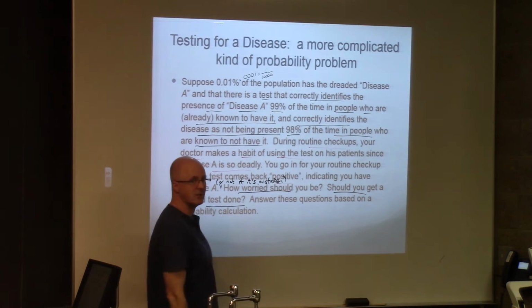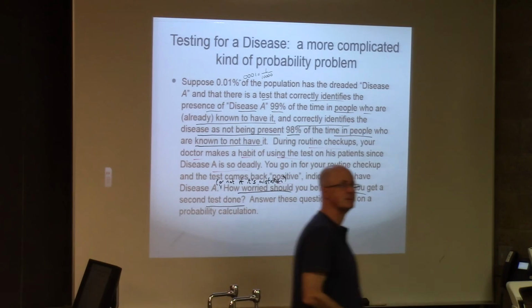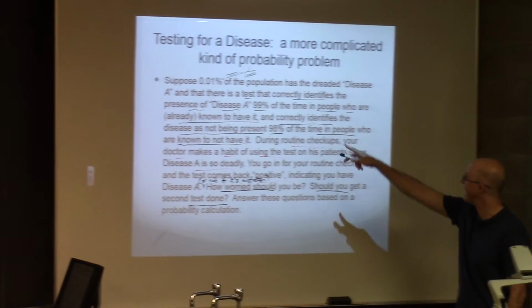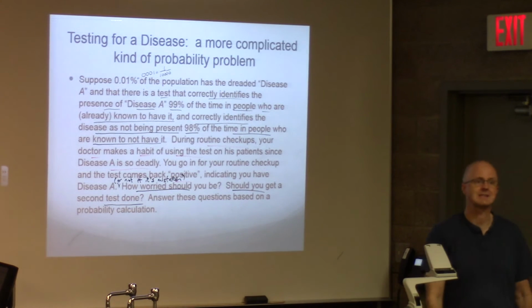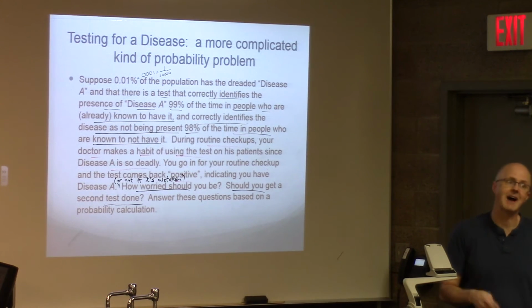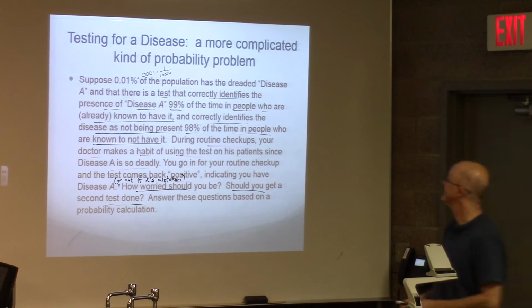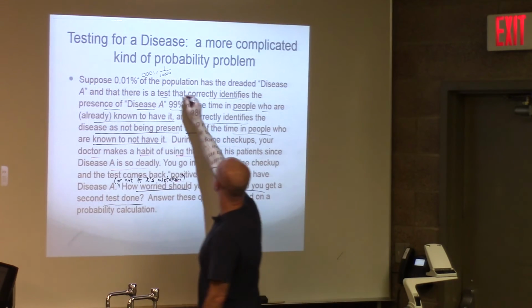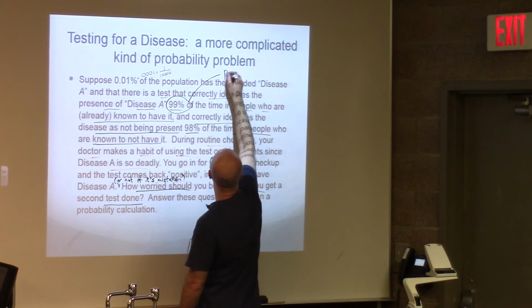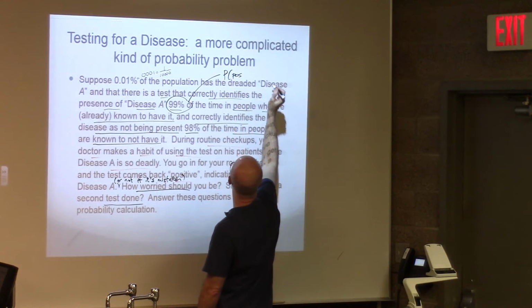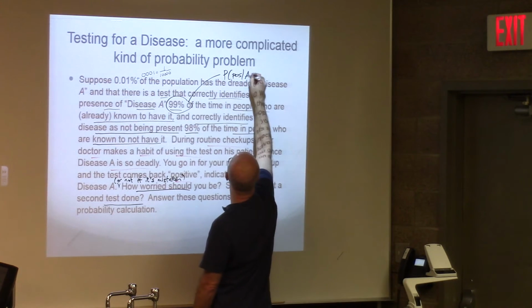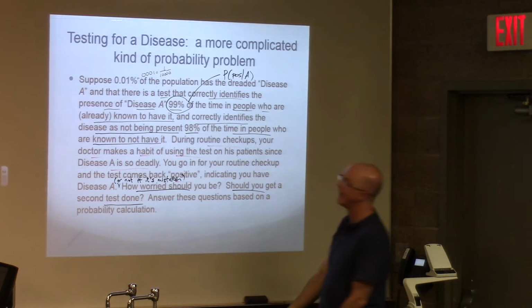Is there a 99% chance you have it? That's what most people would guess, right? They say 99% of the time it correctly identifies people as having disease A when they are known to have it. However, that's not the answer. This number, this 0.99, is the probability that the test will come back positive (POS stands for positive) if it is known they have disease A.